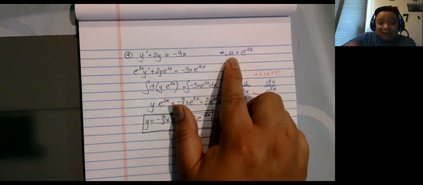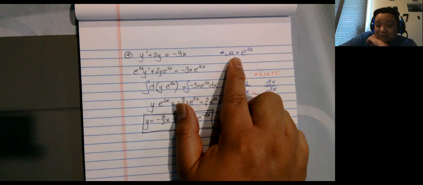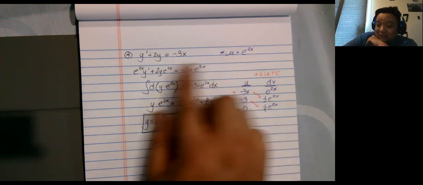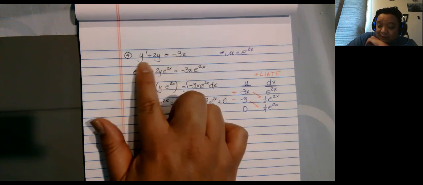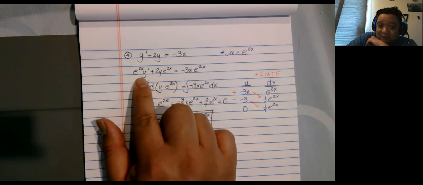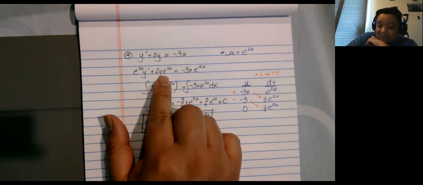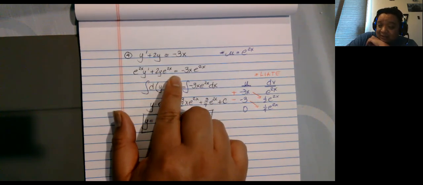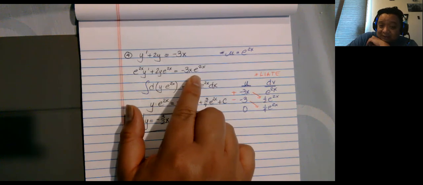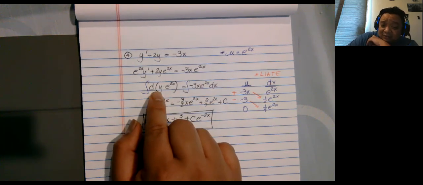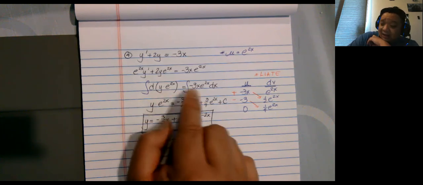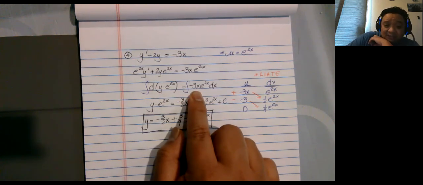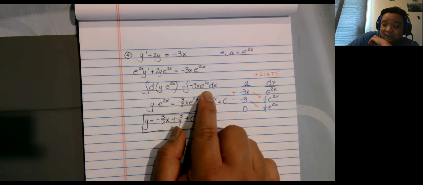So this is your integrating factor. Okay, so it's mu equals e to the 2x. So you proceed to multiply that to everything. Okay, and so when you do, you get e to the 2x y prime plus 2y e to the 2x is equal to negative 3x e to the 2x. And as always, the left side is the derivative of your y and your integrating factor. And then the other side should just be negative 3x e to the 2x dx.